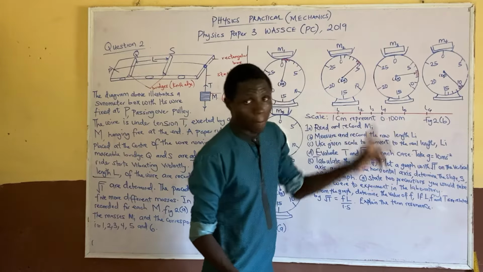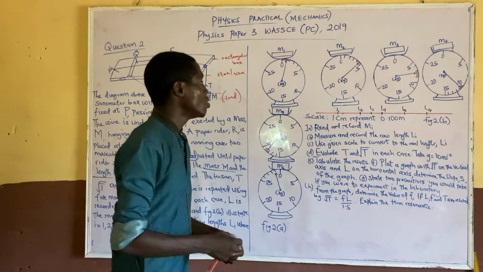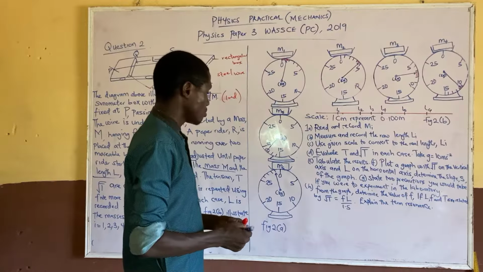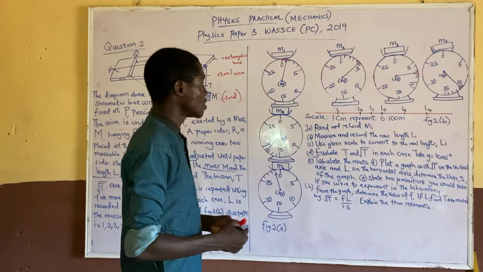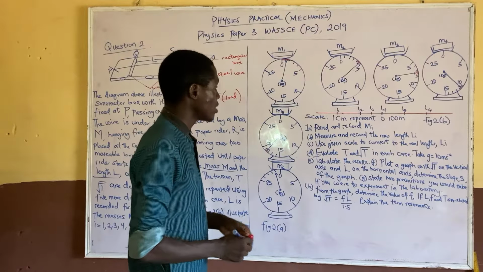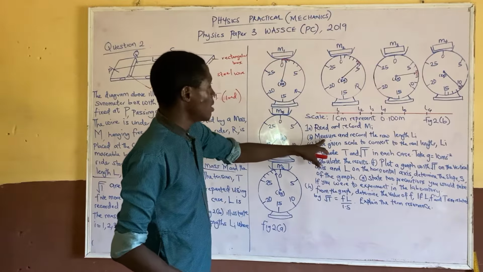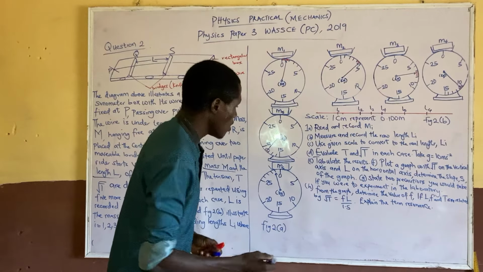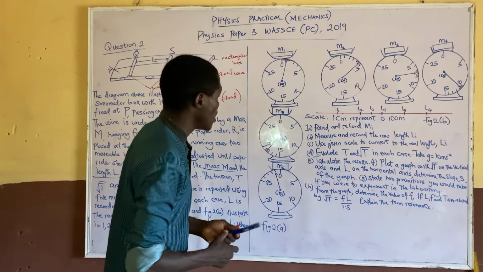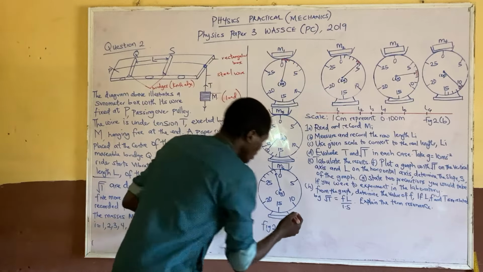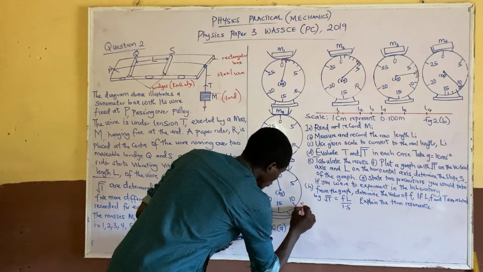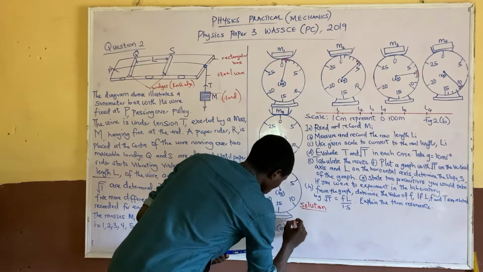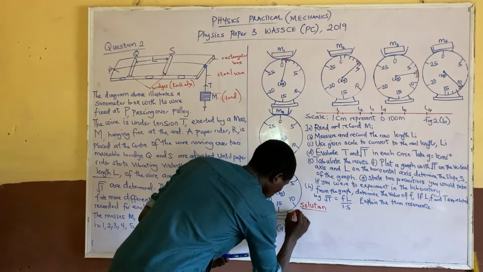So we are going to put our readings in the format that we are required to use. Read and record Mi. Now let's start to read our Mi. How do we get our Mi? Solution. Let me box it here.